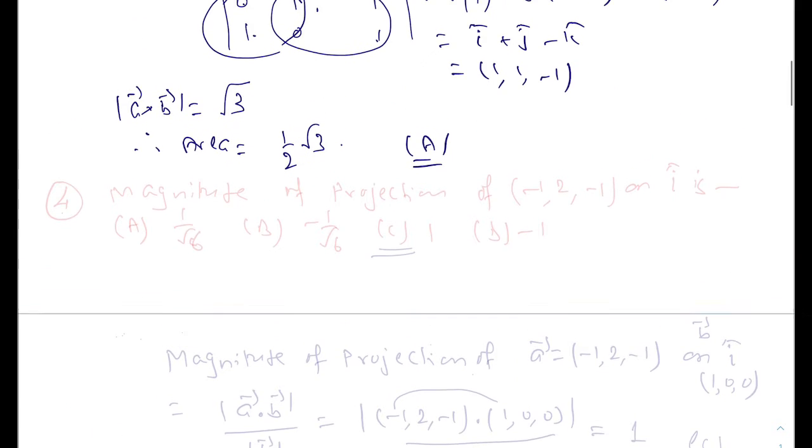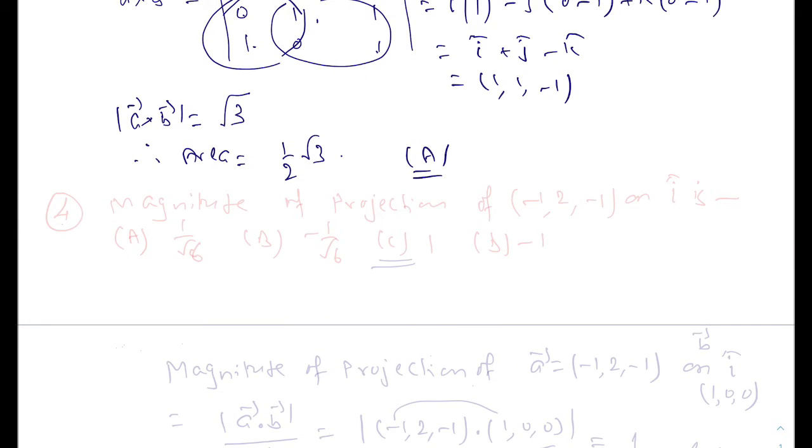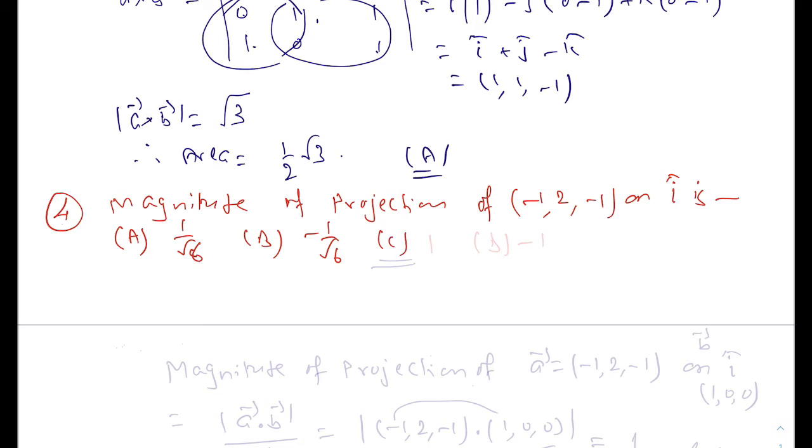Okay, next. Magnitude of projection of minus 1, 2, minus 1 on I is blank. Options are 1 by root 6, minus 1 by root 6, 1, minus 1.